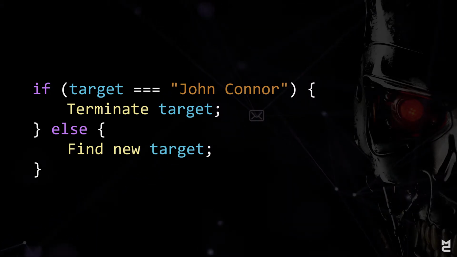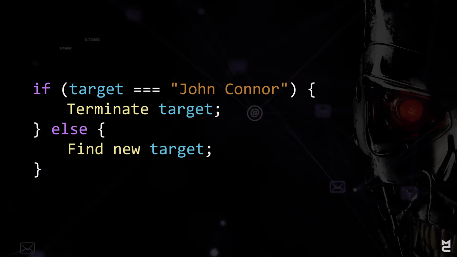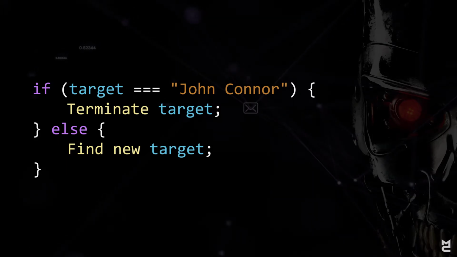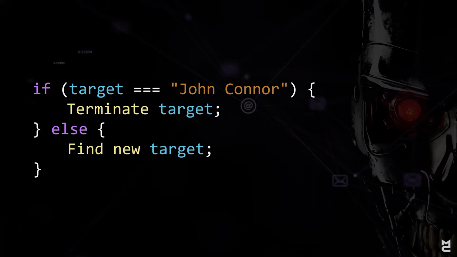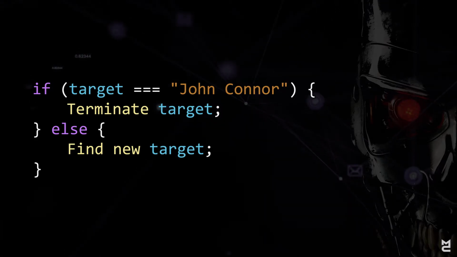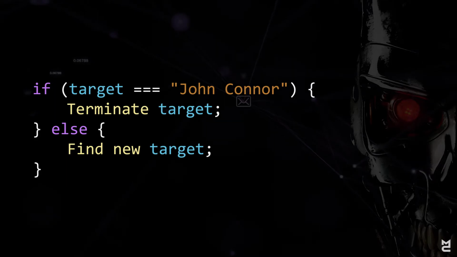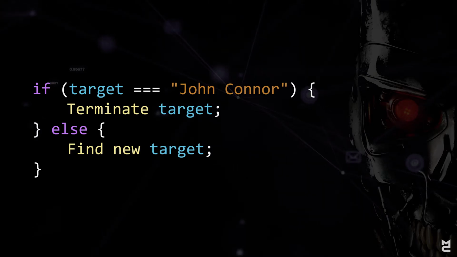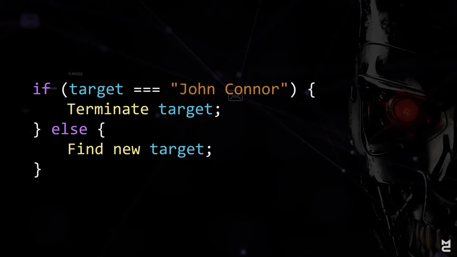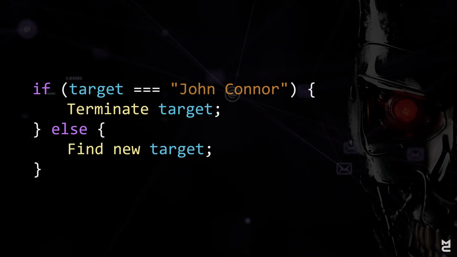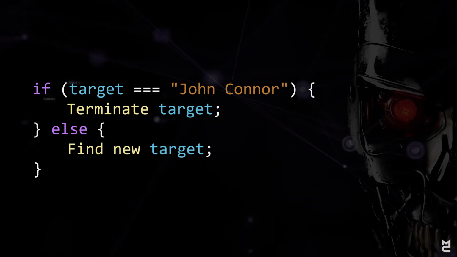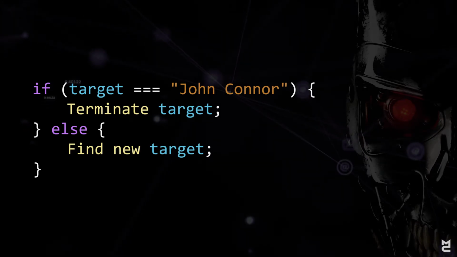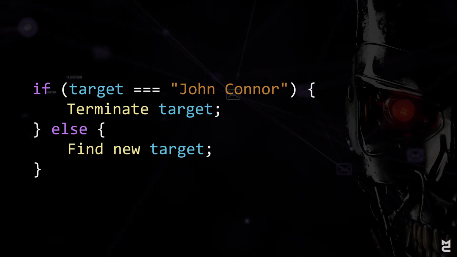Now, you probably already noticed, but the code that we want to run is written in the curly braces right after the conditional statement. So, in plain English, you could read it like this. If the target is John Connor, terminate the target. Else, or otherwise, find a new target. Now, a Terminator running this code wouldn't be very good at its job, as it would basically ask every single person in its area if their name was John Connor, which would probably give John plenty of time to run away. But you get the point. Alright, now that I've used up all of my imagination, let's get back to reality, and we'll use an if-else statement in our code.